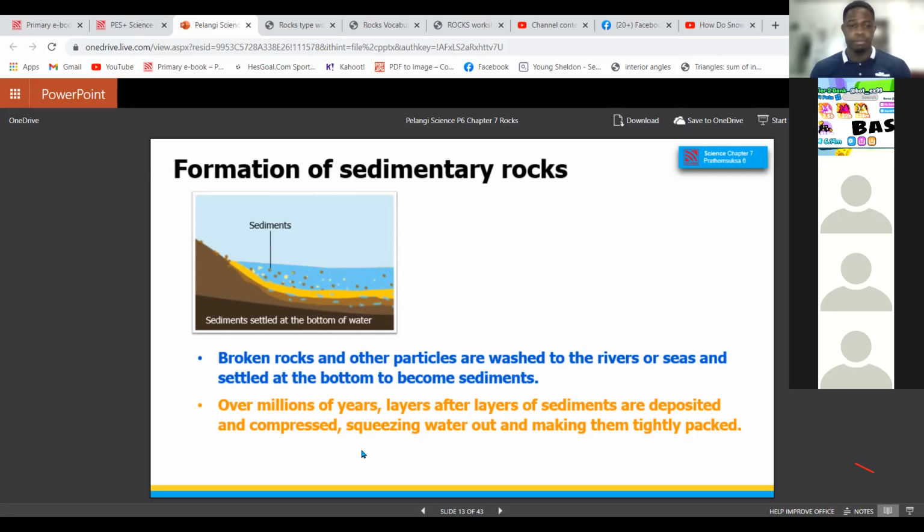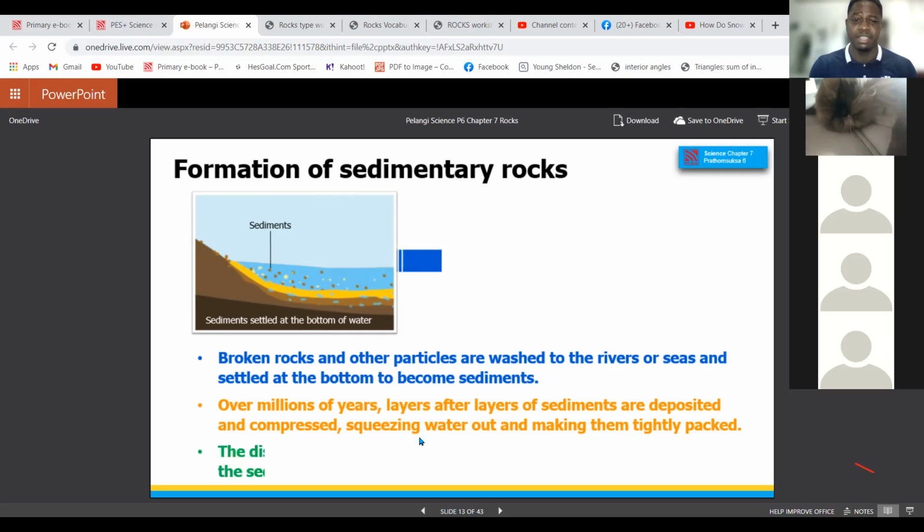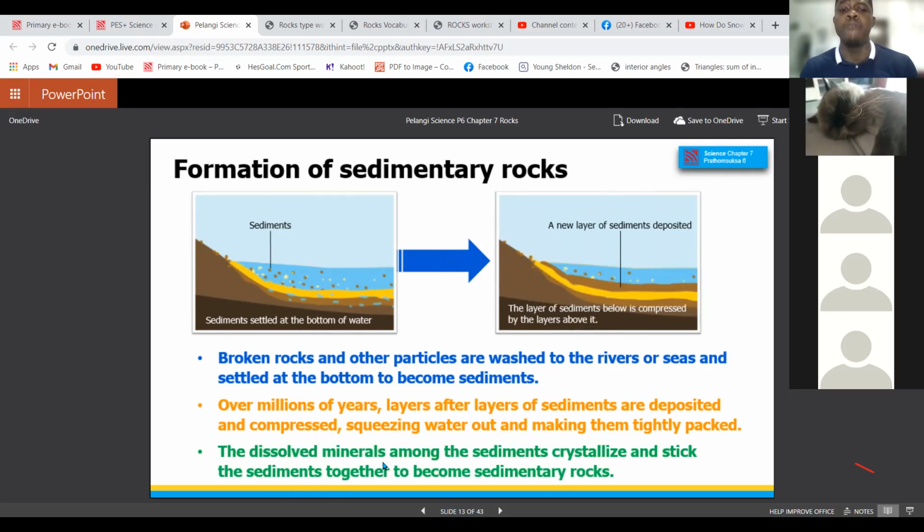Okay, so we're talking about sedimentary rock here. Those little rocks will be taken to the sea and compressed, squeezing water out and making them tightly packed. As other stones are coming, they will stay on top of the first stone. Another will come and stay on top, and top, and top, and then a huge mountain will be formed. Then dissolved minerals among the sediments crystallize and stick the sediments together and become sedimentary rock.